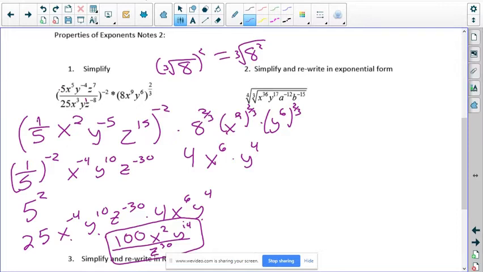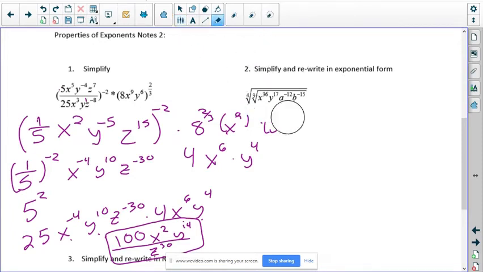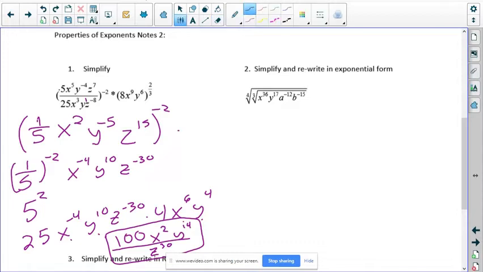Now, on our second problem, there's a lot of radicals here. It says simplify and rewrite in exponential form. So we're going to look at this, instead of as a radical, as an exponential. We have this cube root and this fourth root. We know that cube roots and fourth roots are fractional exponents.